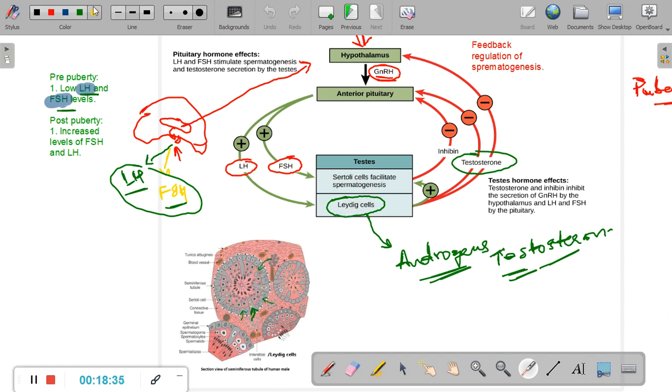Now I hope these two functions, the functions of the luteinizing hormone and the follicle stimulating hormone, are clear to you. As a lot of these hormones are being produced, the number of male gametes, the sperm, starts to increase within the seminiferous tubules.